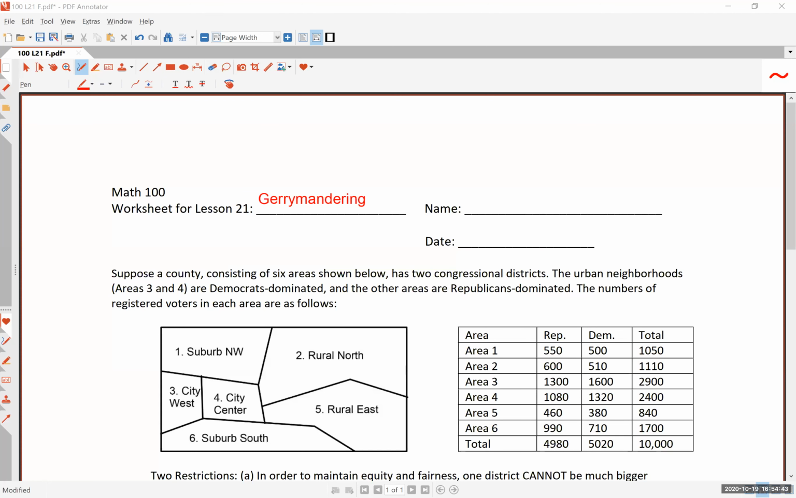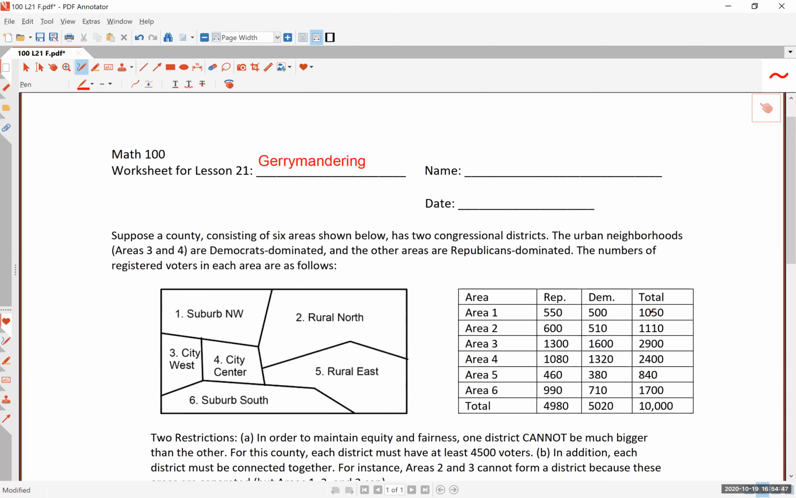Here's an example of this. Try to follow along. Suppose a county consists of 6 regions or areas shown below, and it has 2 congressional districts. Your job is to divide this county into 2 congressional districts. I'm going to circle 1, 2, 5, and 6 with red circles. So right now, these are red party dominated regions.